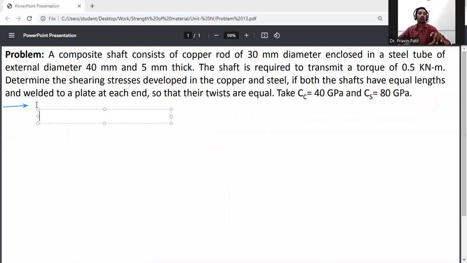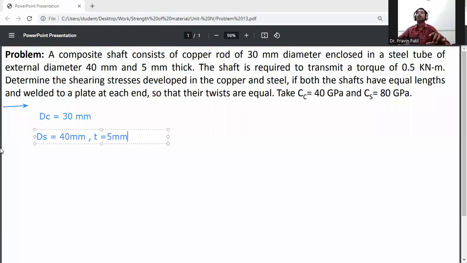So the diameter of the copper rod is given, denoted by DC, equal to 30 mm. The external diameter of the steel tube, DS, is equal to 40 mm, and the thickness is given, t is equal to 5 mm.